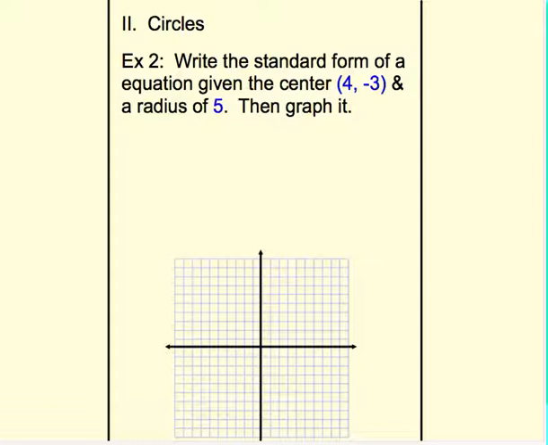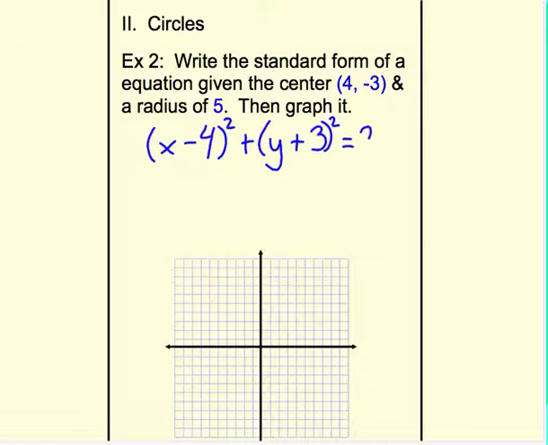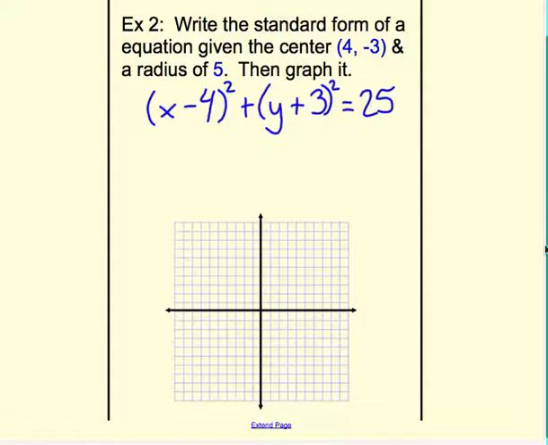So putting this into the equation, the 4 becomes the opposite, quantity squared, plus, and that negative 3 becomes the opposite, quantity squared, equals radius squared, or 25. So when I graph this, it's an approximation. What I do is I plot the center of the circle, so I'm going to go to (4, -3), and my calibration's off a little bit. And then from there, I'll use the radius to find 4 points on the circle directly above and below the center, and directly to the right and left of the center.